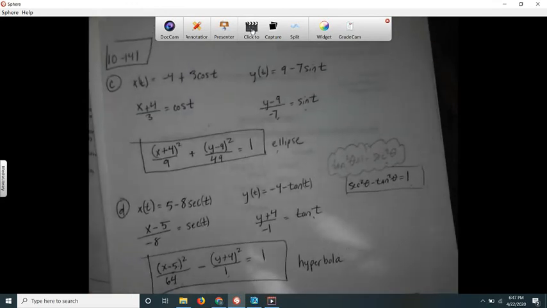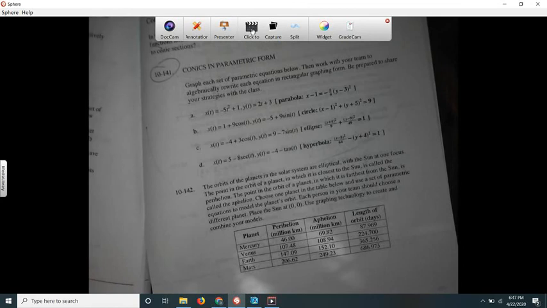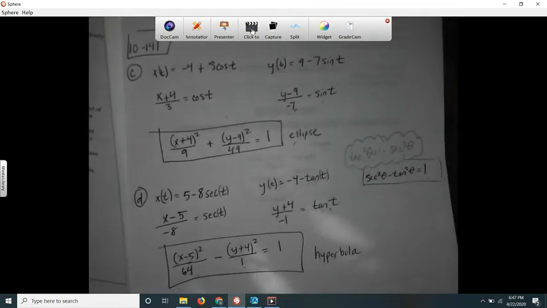That's 10.2.3, and just check it out. If you want to graph any of these, you can get your Desmos and graph them. That's it.